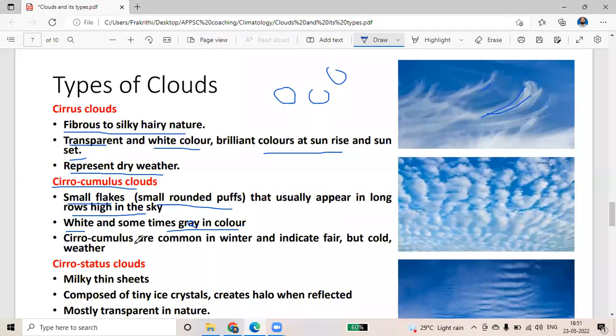And cirrocumulus are common in winter season में, indicate a fair but cold weather. तो दोनों cirrus clouds and cirrocumulus indicate dry weather है, clear weather है, but cirrocumulus is usually visible in winter season में है. If you look at this, you can see ऐसा flakes है, बहुत सारे flakes you can see यहाँ. अभी देखने से ऐसा grouping कर सकता है. That is called cirrocumulus clouds. It appears in winter season.